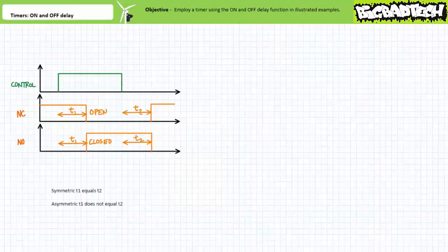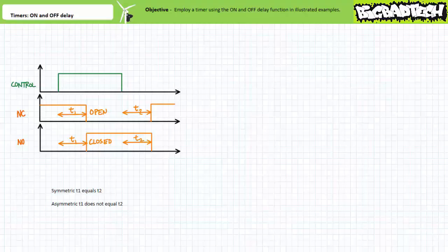A symmetric on and off delay timer means the on delay and off delay are equal to each other. T1 equals T2. To set a symmetric on and off delay timer would necessitate only one delay adjustment. In contrast, an asymmetric on and off delay timer means the on delay and off delay periods are not equal to each other. T1 does not equal T2.